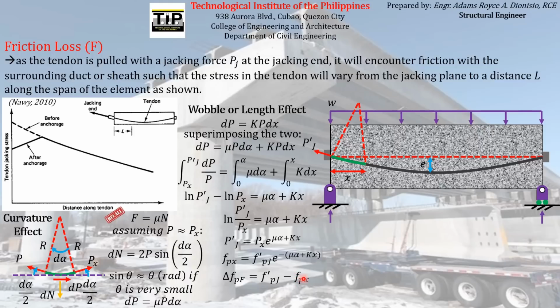So since we already found the magnitude of fpx, which is this, we can just substitute it into this equation, and then factoring out fpj prime, we can have this equation. So this is the equation for finding the loss of pre-stress due to friction acting on the pre-stressing reinforcement from the jacking end to a certain point at a distance x from the jacking end. So that is the general equation for finding the magnitude of pre-stress loss.